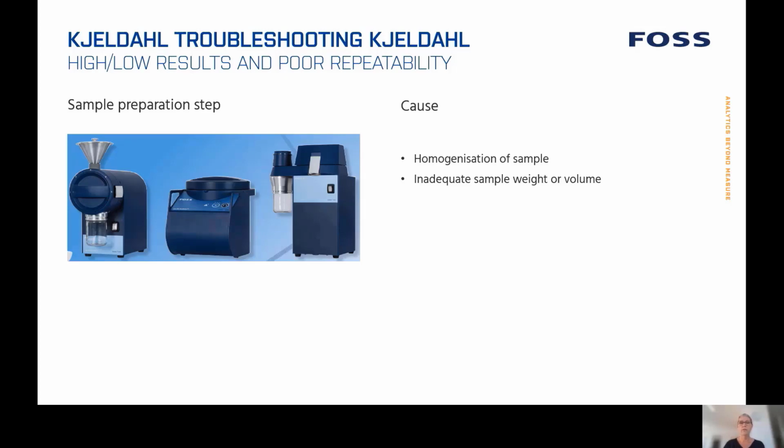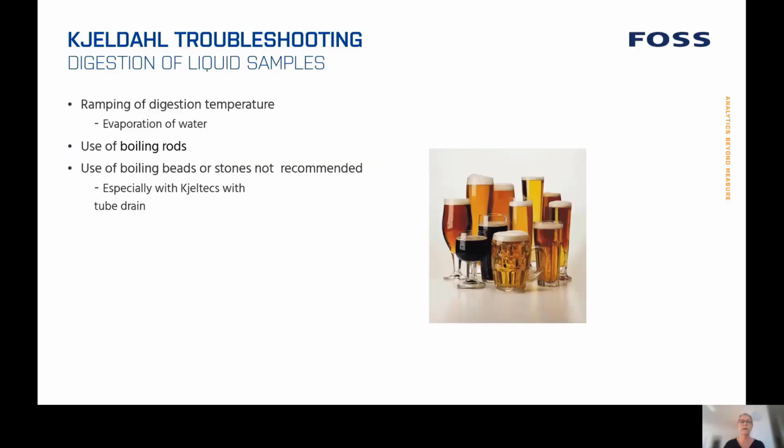So the first thing to look into is the homogenization of the sample. Then you should also check that you have the right sample weight or volume for the sample type you use. If you have a liquid sample, then you should start with evaporation of the water, and that could be done by ramping the digestion temperature. That means you can start with, for example, 200 degrees to evaporate all the water, and then continue with 420 degrees for the digestion steps.